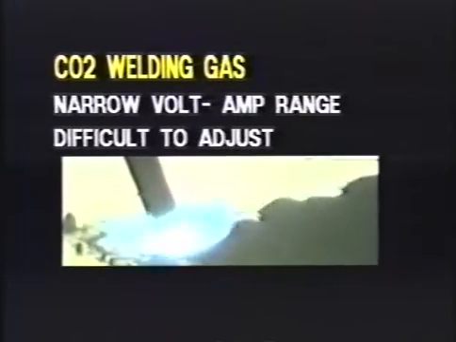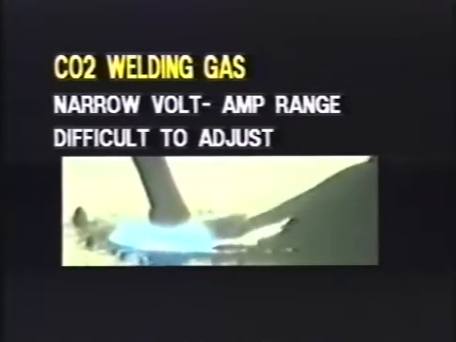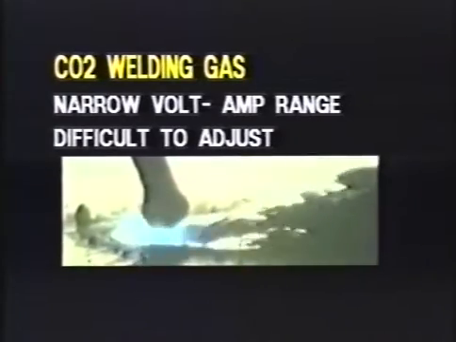Short-circuit gas selection. Characteristically, CO2 creates a digging effect, which reduces arc stability. Utilizing CO2, the arc is hotter, influencing burn-through potential on thin metals. With CO2, the volt and amp range is very narrow, which makes it difficult for the welder to obtain optimum arc stability.